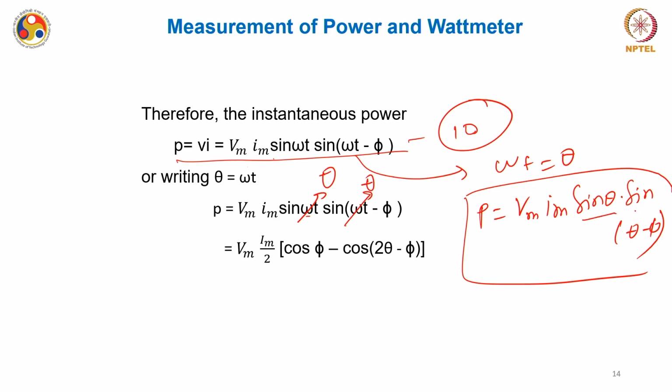So this is sin theta into sin theta minus phi. If I simplify this, this instantaneous power can be written as Vm into Im by 2 into cos phi minus cos 2 theta minus phi. I am calling this equation 11. So the instantaneous power is equal to Vm into Im by 2 into cos phi minus cos 2 theta minus phi.